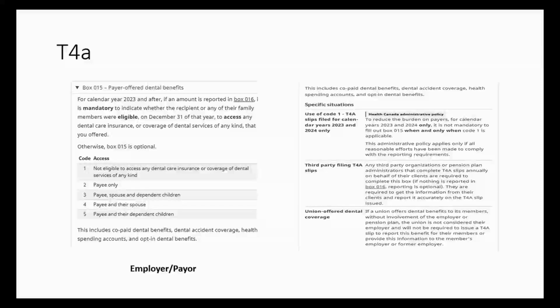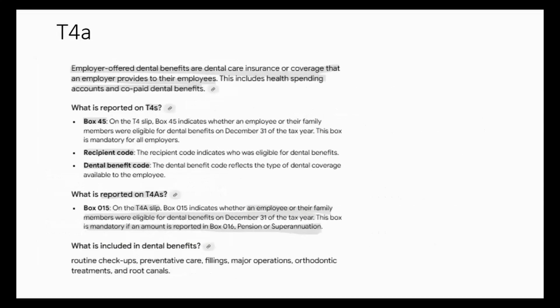Again, payer offered dental benefits, so we talked about these, you've got 5 codes rather. These are dental care insurance or coverage that an employer provides to their employees. This includes health spending accounts and co-paid dental benefits. What's included in the dental benefits? Routine checkups, fillings, major operations, preventative care, orthodontic treatments, and root canals.